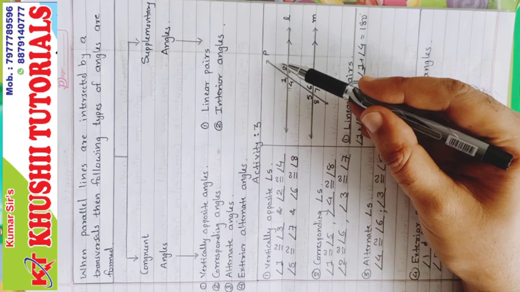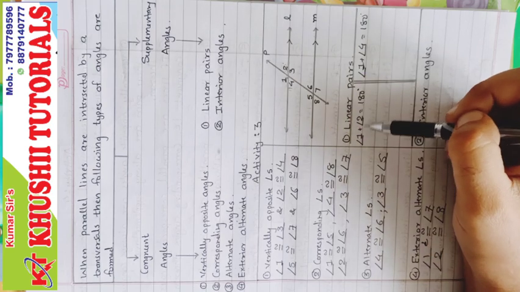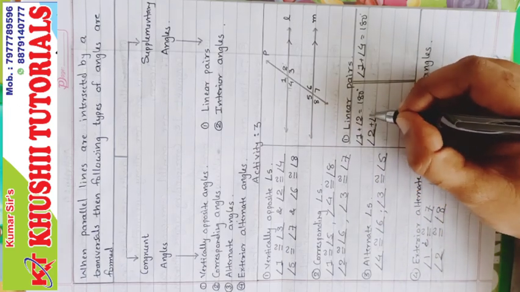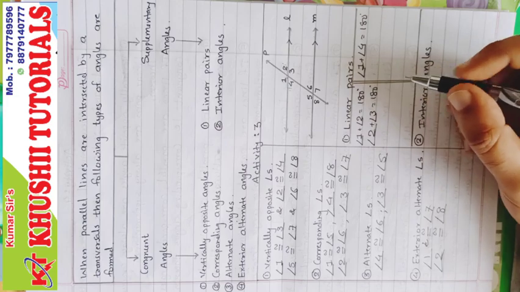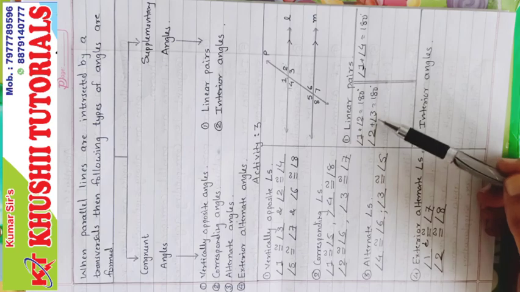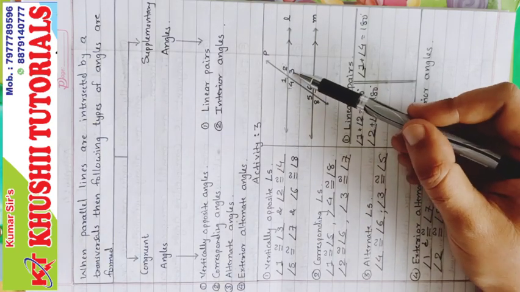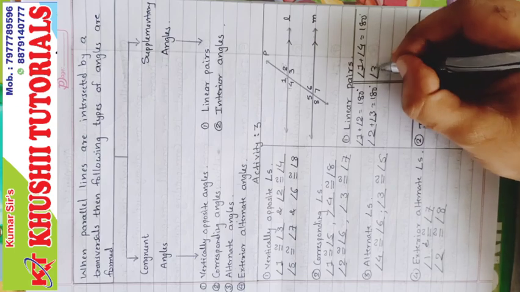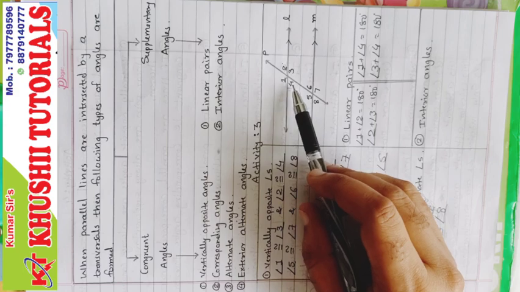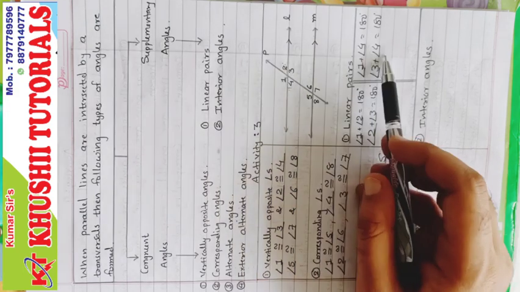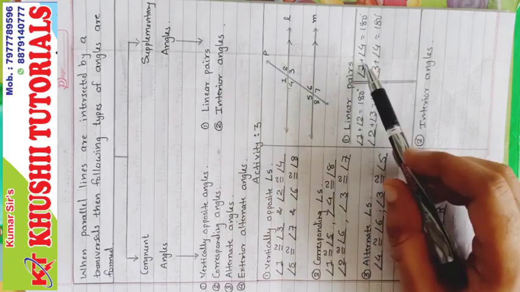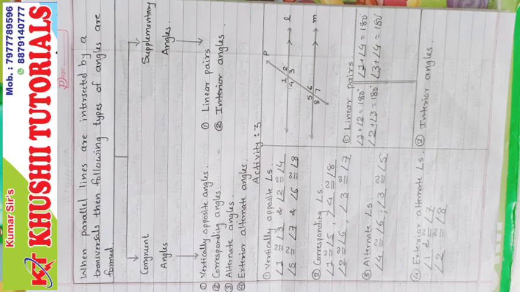Correct? Now we'll start with 2. 2 plus 1, already we have written, and 2 plus 3, that we have not written. So angle 2 plus angle 3 equal to 180 degrees. Now 3 has 3 plus 2, already written, and 3 plus 4, that we have not written. So angle 3 plus angle 4 equal to 180 degrees. Now angle 4, 4 plus 3 is 180 degrees, already written, and 4 plus 1 is 180 degrees, that is also written here. So these are the pairs of linear pair angles.